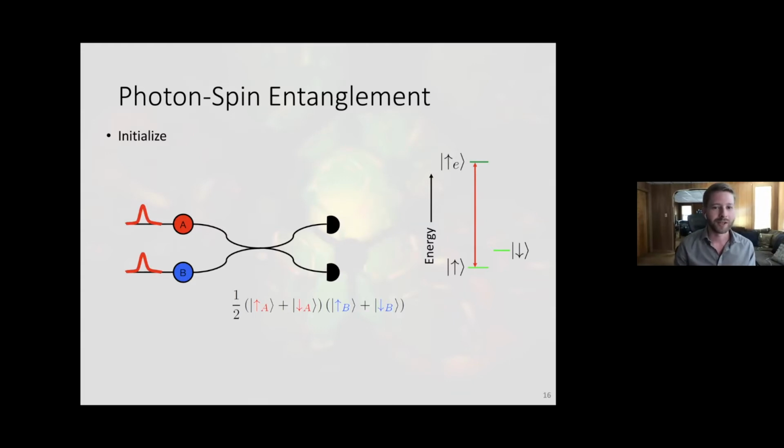And then we can address that excited state transition, that optical transition, with a resonant red pulse of light. And so if the qubit is in that spin up state, it's going to be able to absorb this light, whereas if it's not, it won't absorb it. But of course, quantum mechanically, it's in both states at the same time. And so we can write this down.